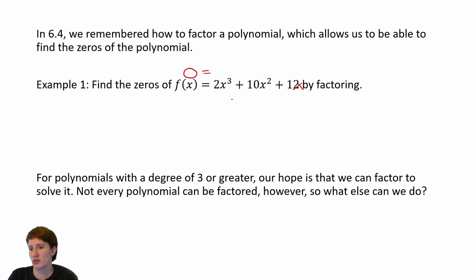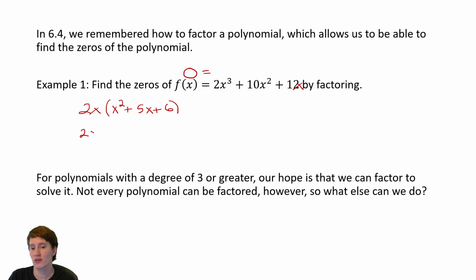We always want to look at the whole polynomial and say, does it have a common factor? And so we look at this and say, everything can be divided by 2, everything can be divided by x, and then we divide everything by that 2x to see what would be left over. So we do x squared plus 5x plus 6.